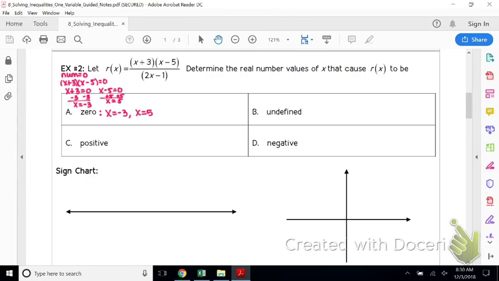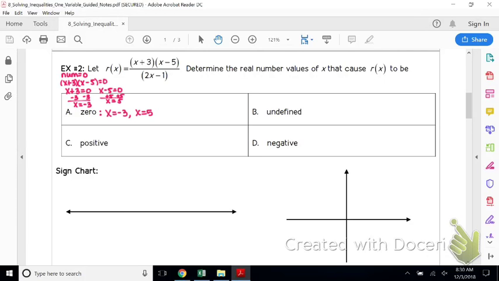B wants to know where it is going to be undefined. What does it mean undefined? What would make my function undefined? If we had 0 on the bottom of a fraction, right? So where is it that the denominator is equal to 0? What did we call that? Started with a V. Yeah, it's the vertical asymptote.